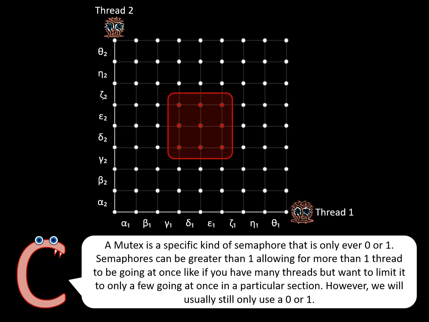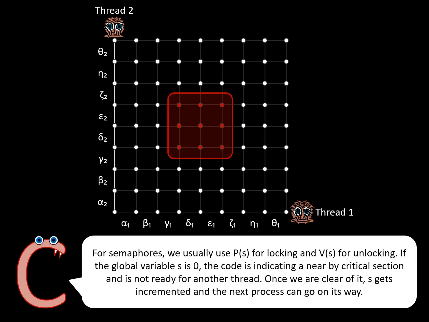Semaphores can be greater than 1, allowing for more than one thread to be going at once, like if you have many threads but want to limit it to only a few going at once in a particular section. However, we will usually still only use 0 or 1. For semaphores, we usually use P(s) for locking and V(s) for unlocking. If the global variable S is 0, the code is indicating a nearby critical section and is not ready for another thread. Once we are clear of it, S gets incremented and the next process can go on its way.